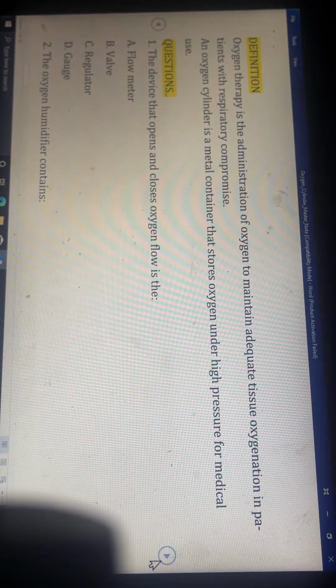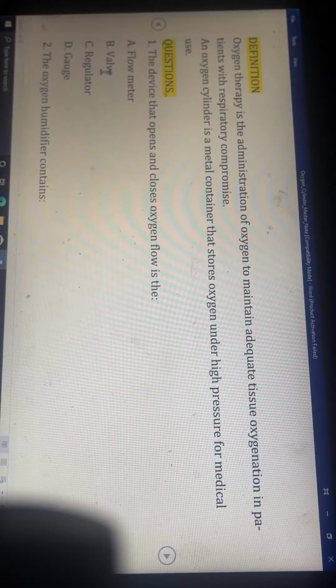So, number one question: the device that opens and closes oxygen flow. Remember the Nurse Brainy shortcut? The valve of the heart closes and opens. When it opens, blood flows in. When it closes, there will be no more flow of blood so that the ventricles will refill. So what is the answer? The device that opens and closes oxygen flow is: A, flow meter.